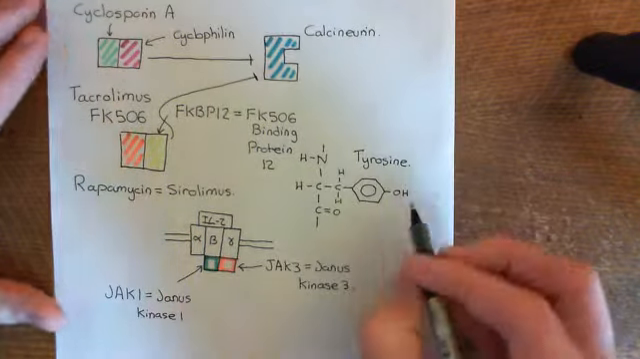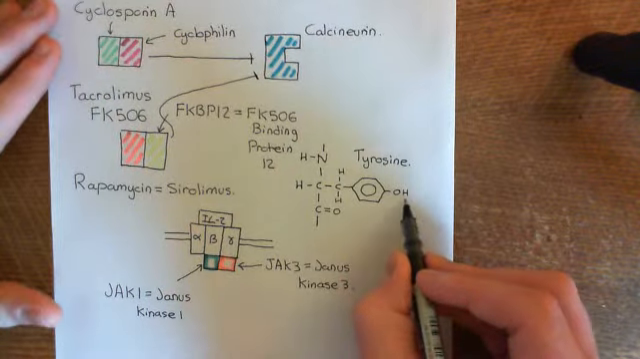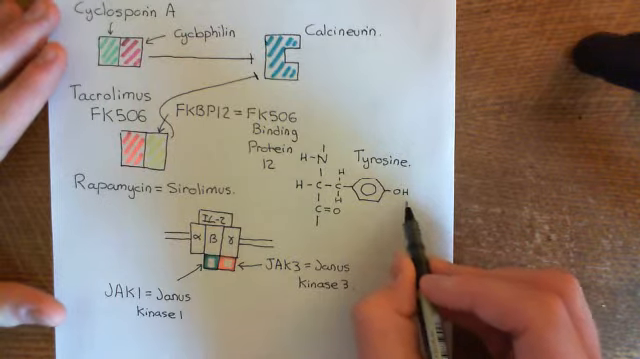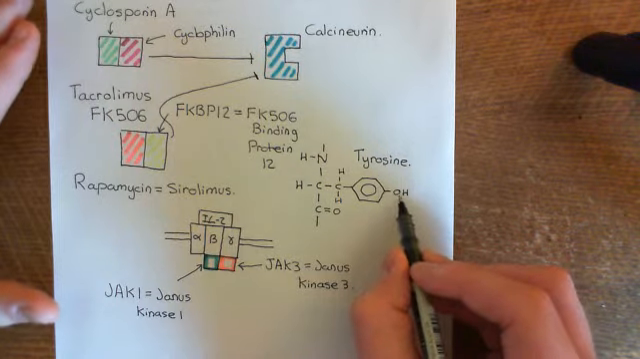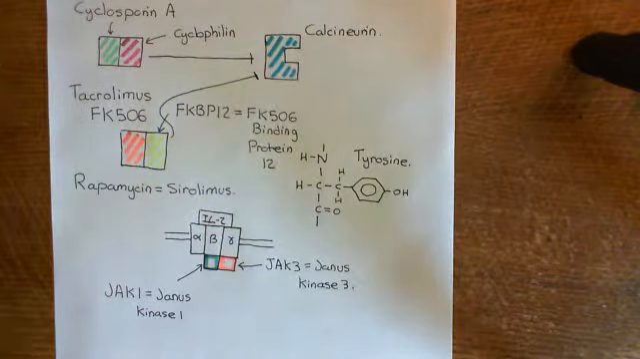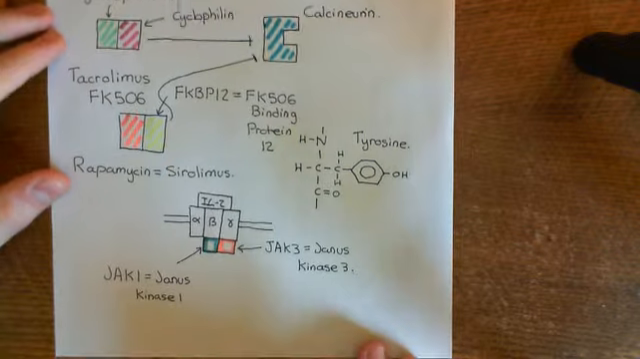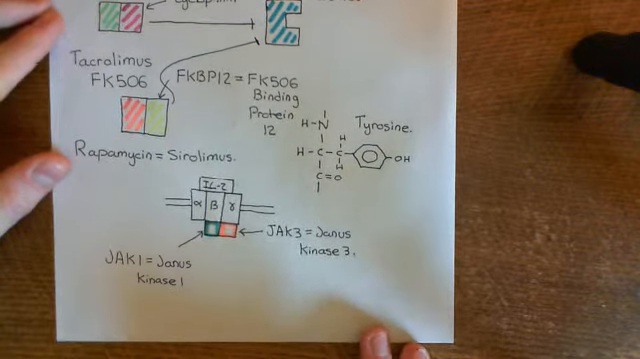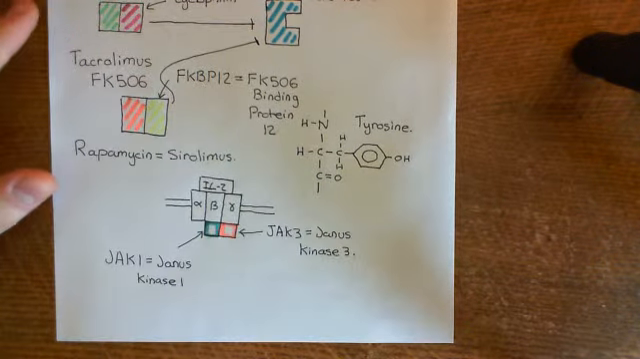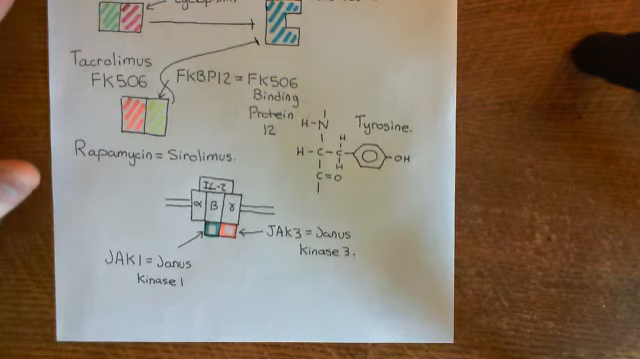Okay, so again, it has this alcohol group pointing off the side, and we can bind a phosphate group to this alcohol group in the same way as we did before with serine and threonine. So we can form a phosphoester link. Now these JAK1 and JAK3 enzymes add phosphate groups onto tyrosine residues. So they are going to phosphorylate tyrosine residues in proteins.